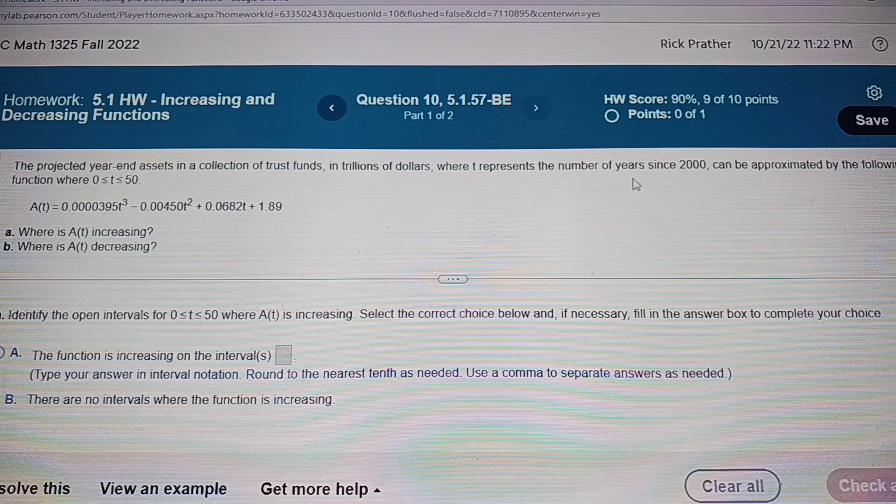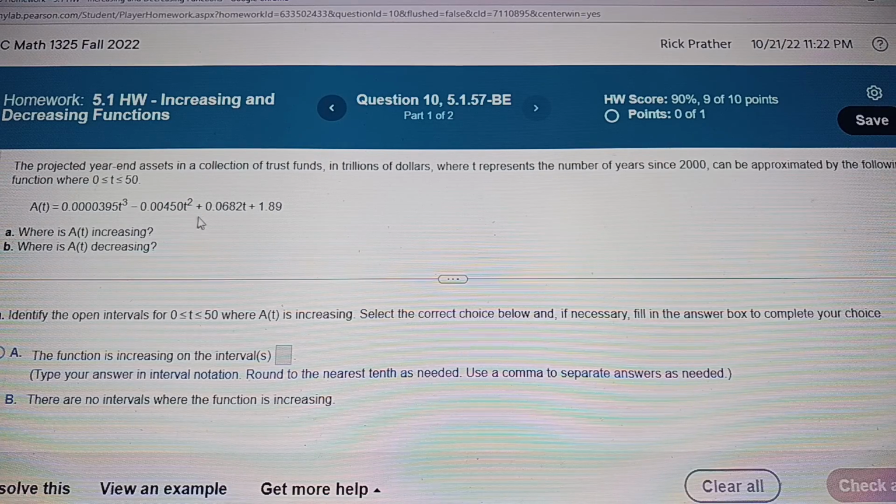Okay, we got assets from a trust fund in trillions of dollars, and T is the number of years since the year 2000. And they put a limit on our domain from 0 to 50, which the other problems haven't had yet. So one nice thing is if you have a limited domain like this from 0 to 50, then if you get any critical numbers outside of that interval, you can ignore them. So if I get any negative critical numbers or any bigger than 50, then it's like they're not even critical numbers anymore. So I've got a cubic function.